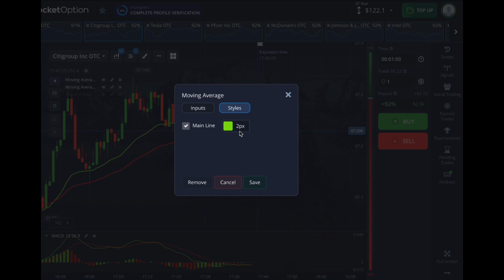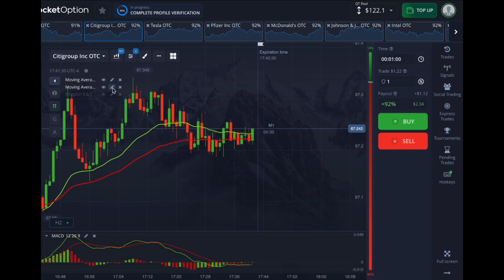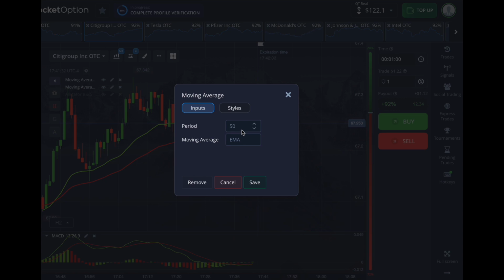The first one you'll be using is an EMA of 25, set the color to green, and set the thickness to 2. The next moving average will be set to EMA. Set the period to 50, and set the color to red with a thickness of 2. We will be using these two EMAs as support and resistance.